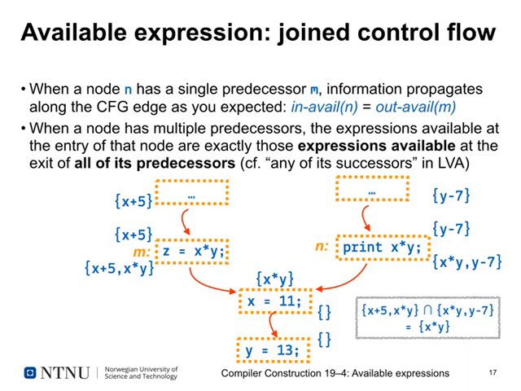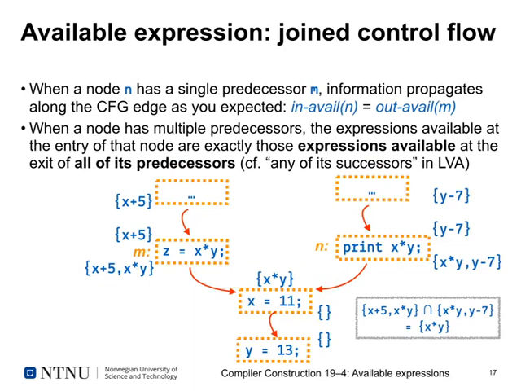So when a node has multiple predecessors, the expressions available at the entry of that node are exactly those expressions that are available on both paths, or in all paths of the predecessors here. Because we have to make sure that the expression we're maybe optimizing for was calculated here as well as here before we're able to reuse it somewhere.